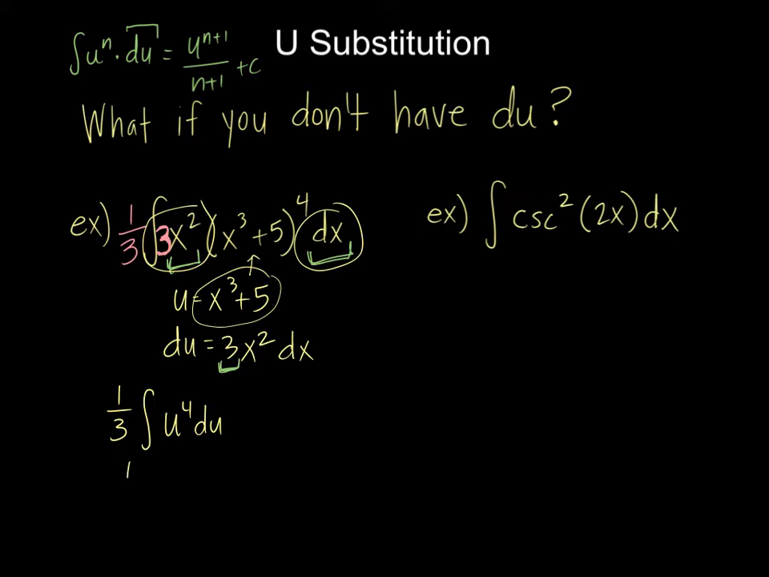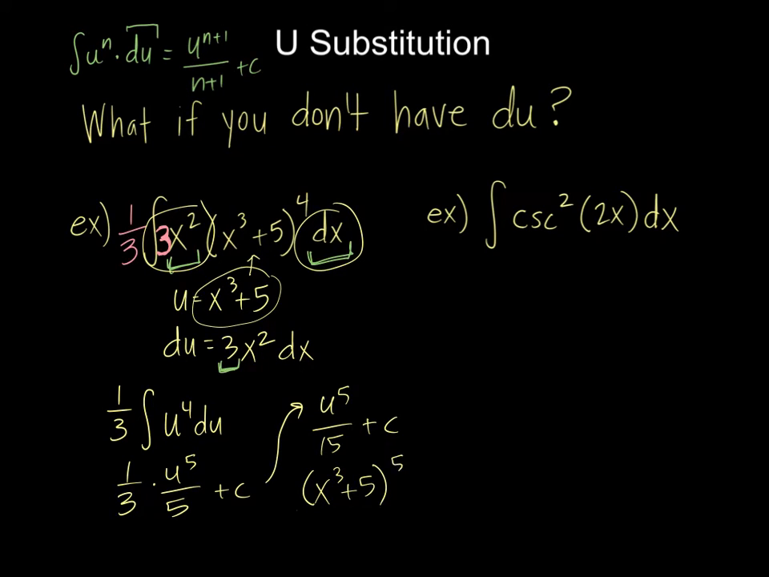So the antiderivative of u to the 4th is u to the 5th over 5. I can simplify, make it u to the 5th over 15. But eventually I need to get the u's out and the x's back in. So I'm going to make it (x cubed plus 5) to the 5th over 15 plus c.